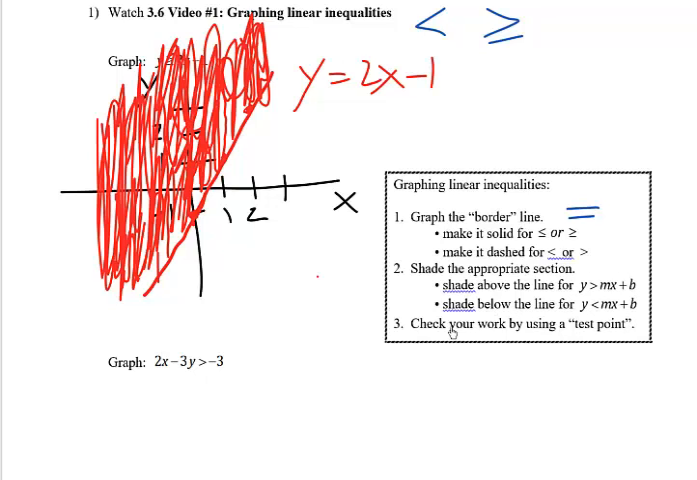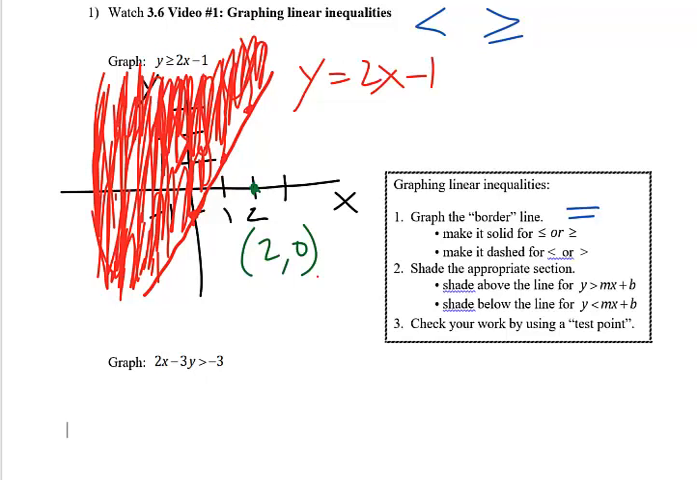Step 3 says you can check your work by using what's called a test point. Let me demonstrate that for you on this last example. The idea is simply to go back up to your picture and choose any point on one side or the other of the line. Don't pick a point on the line. It has to be on one side or the other. How about this point 2, 0? What I will do now is I will test that point out. That means take it and plug it back into the original inequality.